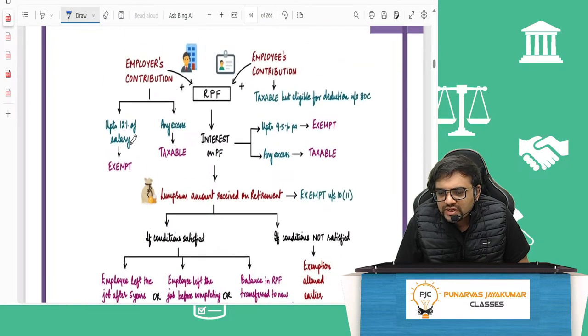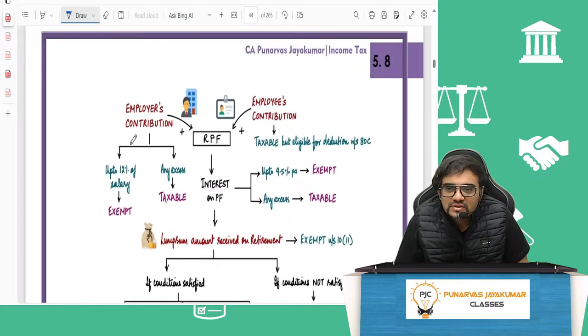If it is more than 12%, then it will be taxable for the employee. Why? Because up to 12%, the government will say, okay, no problem. But the moment the employer pays more than 12% from his pocket, it will now be taxed in the hands of the employee. This will be more like an extra benefit. So it will be taxable.